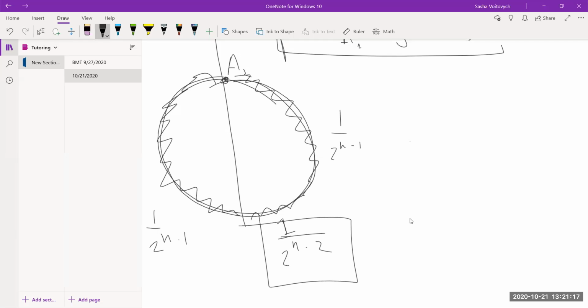Okay, why? Because the probability that a particular point will end up here is 1/2, and that it will end up here is 1/2. Then the probability that all points will end up on the right is a product of n minus 1 halves, which is 1 over 2 to the power n minus 1. And the same for the left side. So the total probability will be equal to this. All right, now we're done.